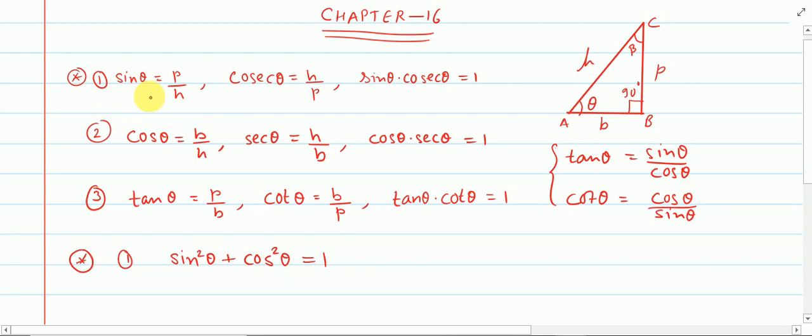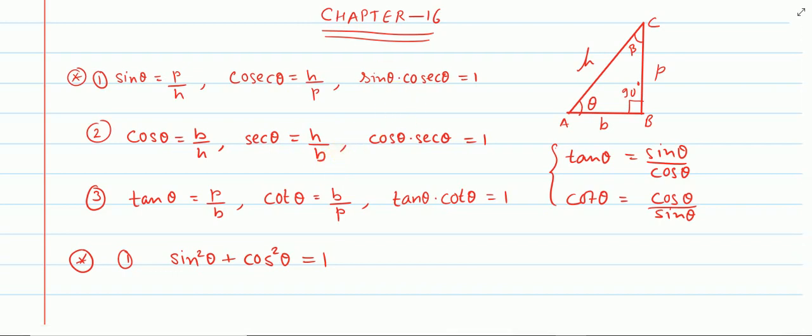And regarding these trigonometrical ratios, if you are talking about sine theta, that means you are talking about the ratio of perpendicular to the hypotenuse. Cosec is the reciprocal of sine, so cosec theta will be hypotenuse by perpendicular, and when you take the product of sine theta and cosec theta, you will always get 1. So when you take the product of a trigonometrical ratio with its reciprocal, you will get 1. Here cos theta is base by hypotenuse, and sec theta is the reciprocal of cos, which is hypotenuse by base.